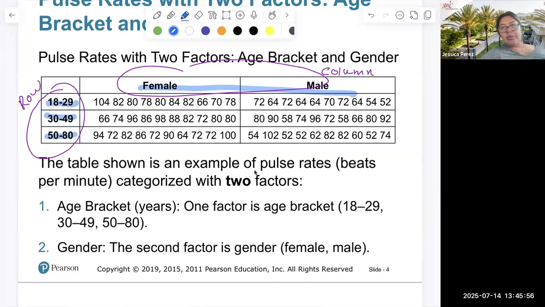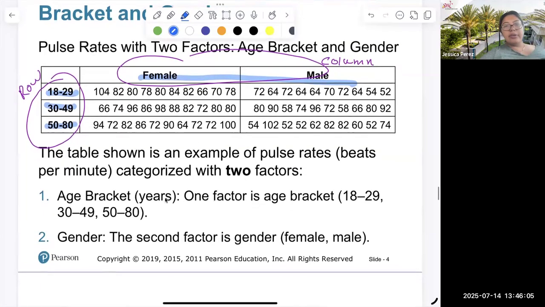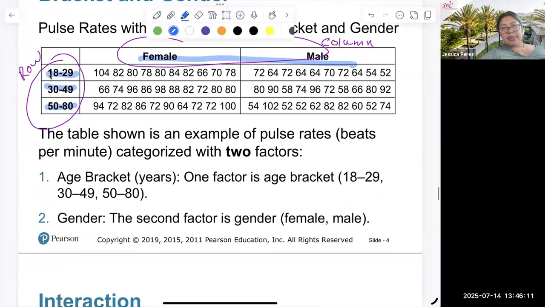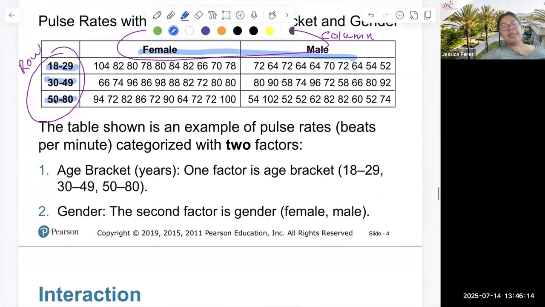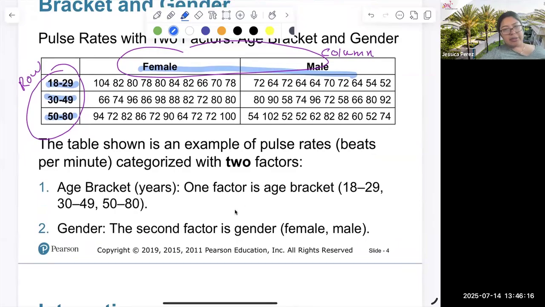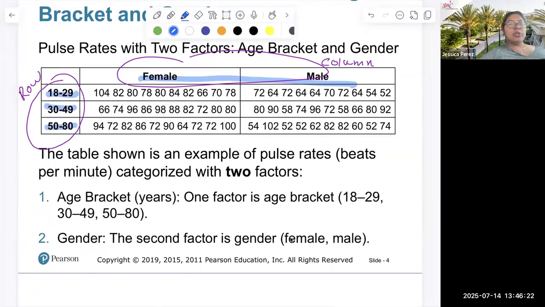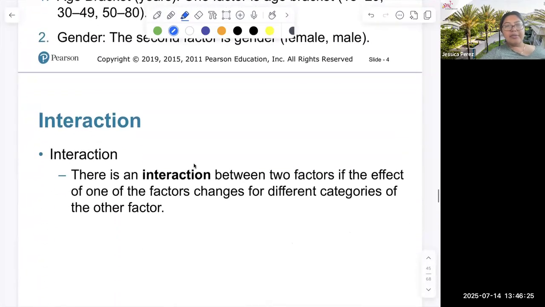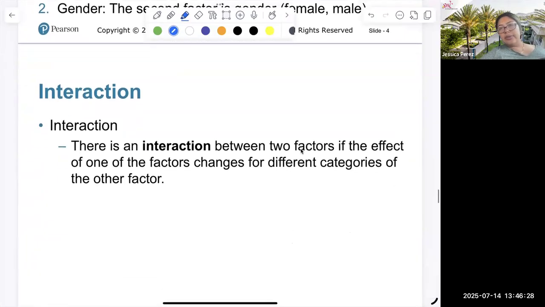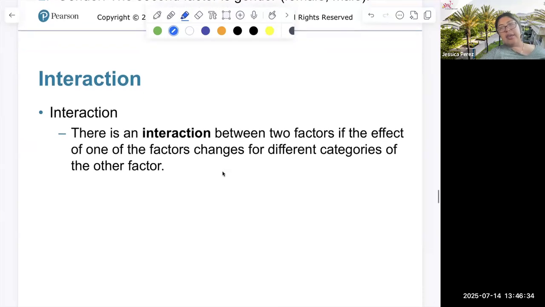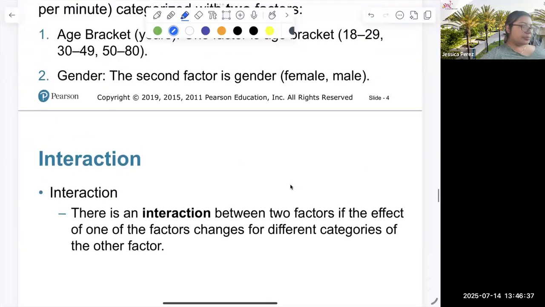The table shows examples of pulse rates, beats per minute, categorized with 2 factors. One of the factors is the age bracket in years: between 18 to 29, 30 to 49, and 50 to 80. The second factor is the gender factor, female or male. So this tells us that we are going to be using the two-way ANOVA test. The first thing we have to look at is the interaction. The interaction between the two factors is the effect of one on the other, so whether one factor changes for different categories of the other factor.